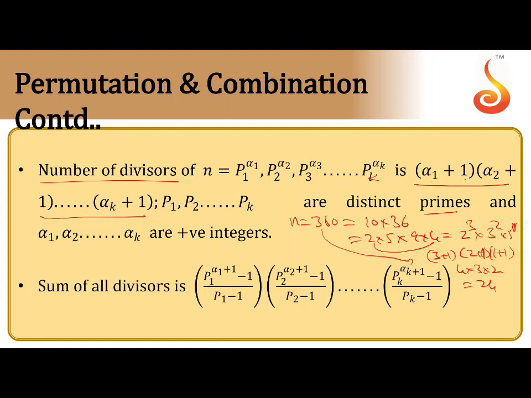The number of divisors of 360 are what? 24. I hope you understand this one. So how to apply the method? First write the prime factorization and take the powers of the prime numbers as alpha 1, alpha 2 and alpha 3. The number of divisors gives 3 plus 1 into 2 plus 1 into 1 plus 1. And simplify to get the value that gives the number of divisors of a given number.